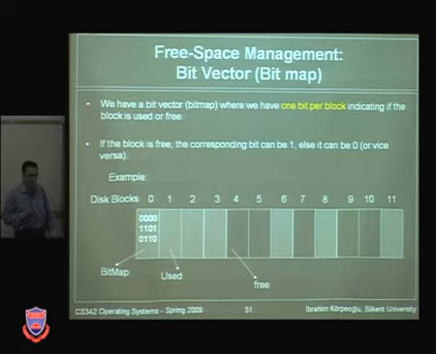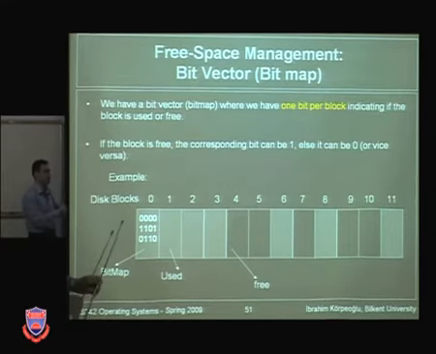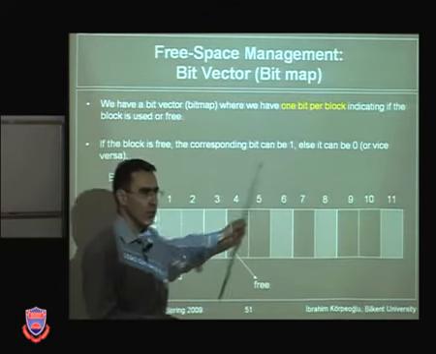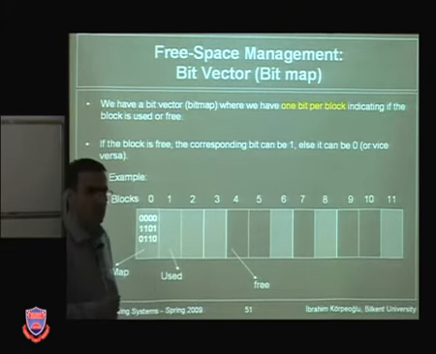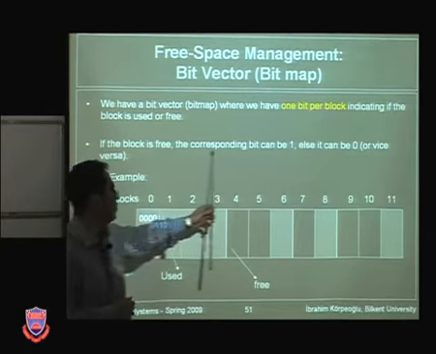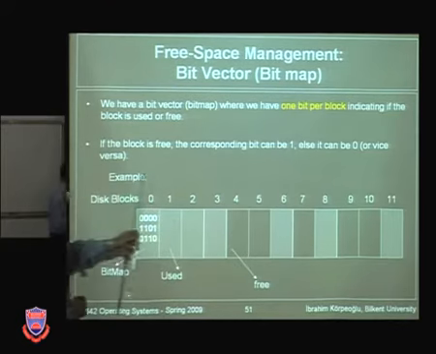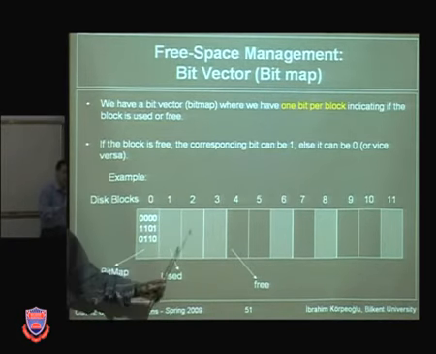If the block is free, the corresponding bit can be, for example, 1. But if the block is used, allocated to some file, then the corresponding bit value may be 0. Or vice versa: the corresponding bit can be 0 for a free block, or 1 for a used block. That means the corresponding bit to a block may be 1 if the block is free, and 0 if the block is used.